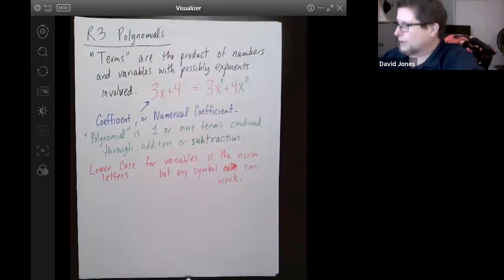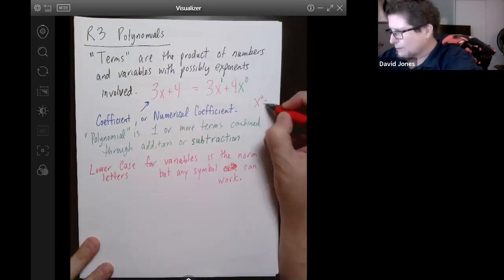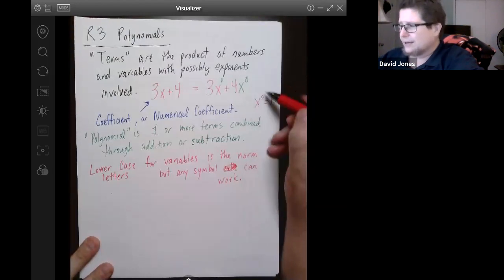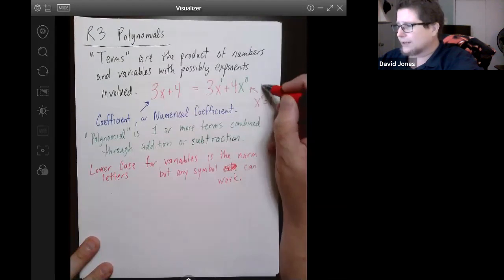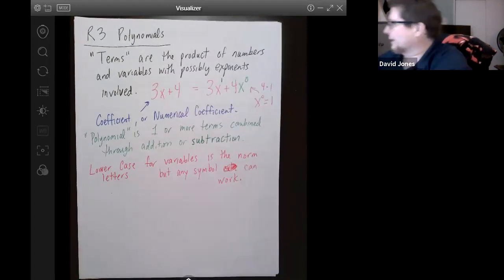The reason why I can put that x to the 0 in there is x to the 0 equals 1. So this is like 4 times 1, basically. We'll cover that more a little bit later. But it kind of reveals a pattern that we have with some things with polynomials.